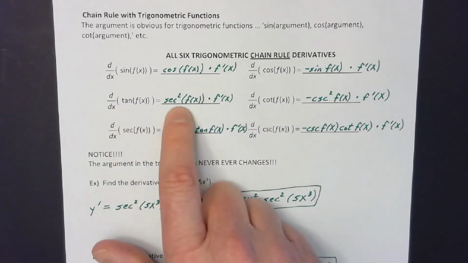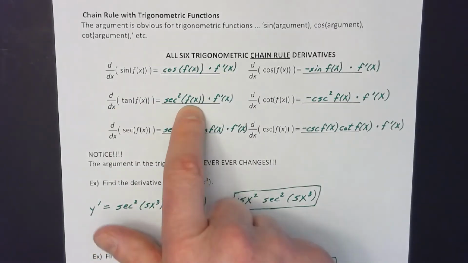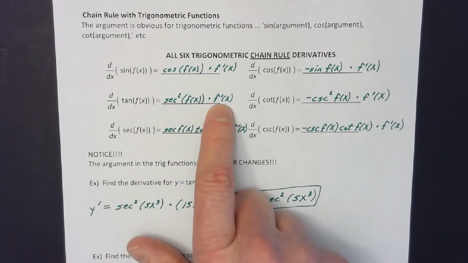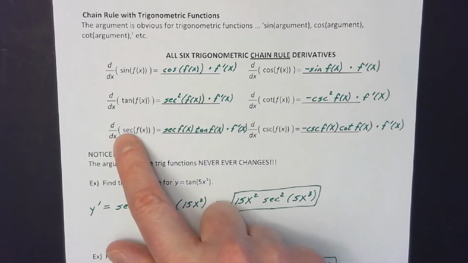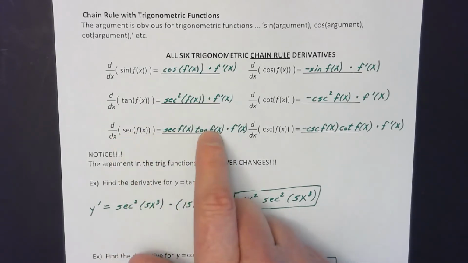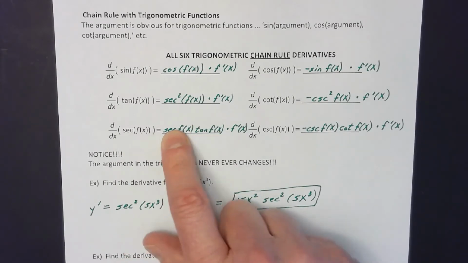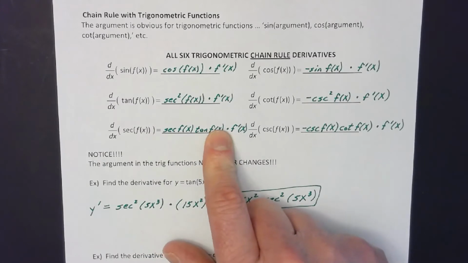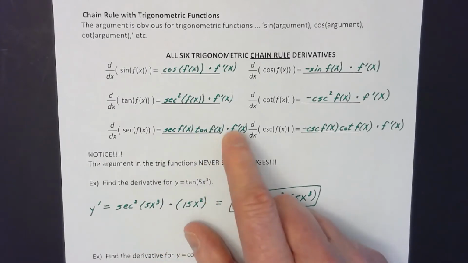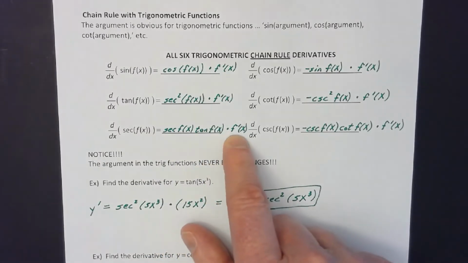Derivative of tangent is secant squared. Keep the angle f of x times f prime of x. Derivative of secant is secant tangent, and please remember that angle goes with each portion of that answer, so it's the secant f of x, the tangent of f of x, but then the chain rule says you need to multiply by the derivative of whatever the angle is, well, f prime of x.